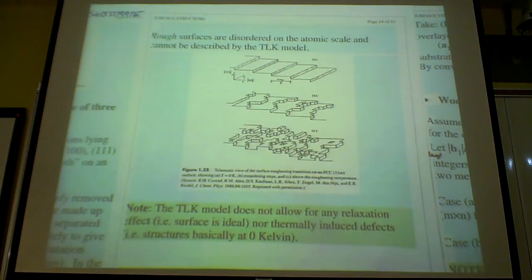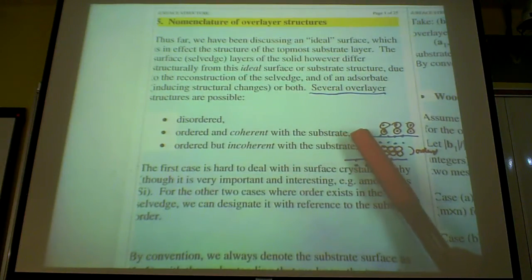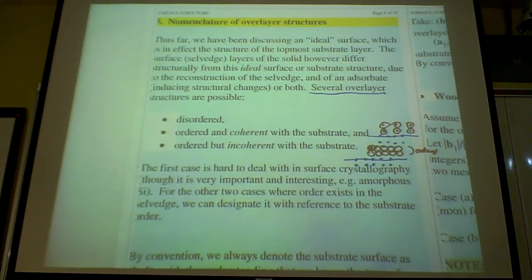Totally disordered. So for example, that's very complicated because there's no symmetry involved in the disorder overlayer. The other one is that you have an ordered overlayer. In other words, you have periodicity. You can see periodicity in your overlayer, and it is coherent with the substrate. What that means is that your 2D symmetry of your overlayer comes in sync from time to time with the periodicity of your substrate.